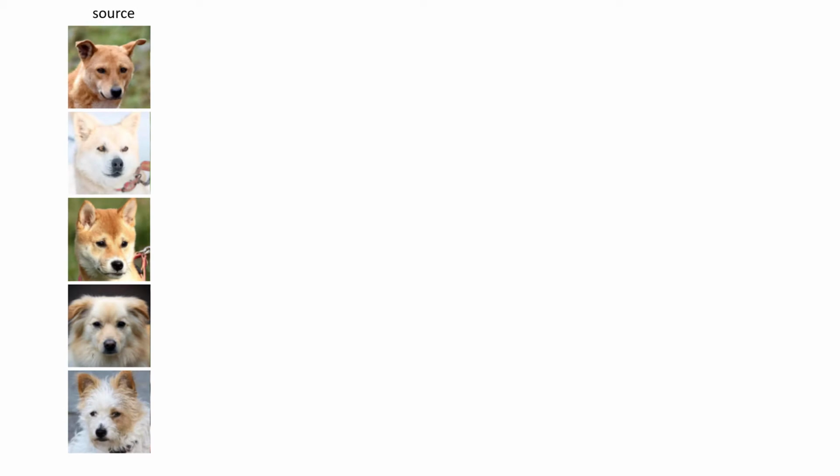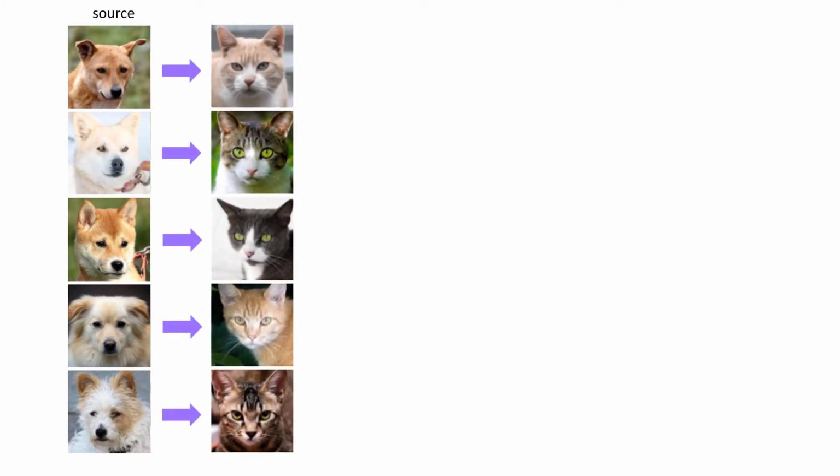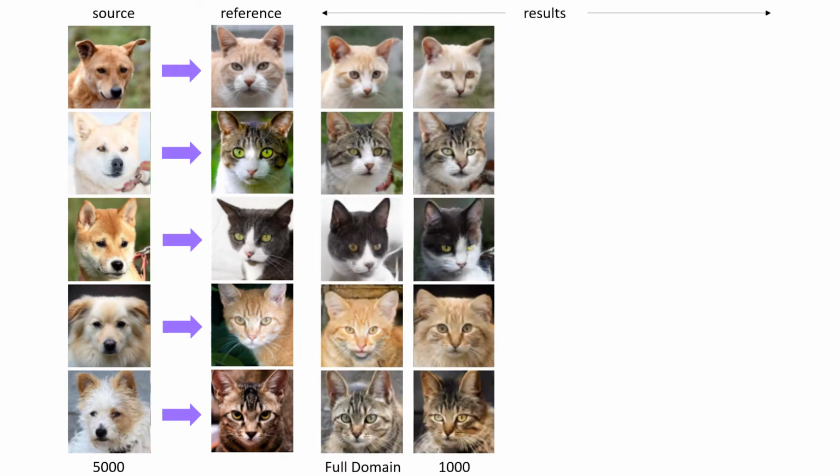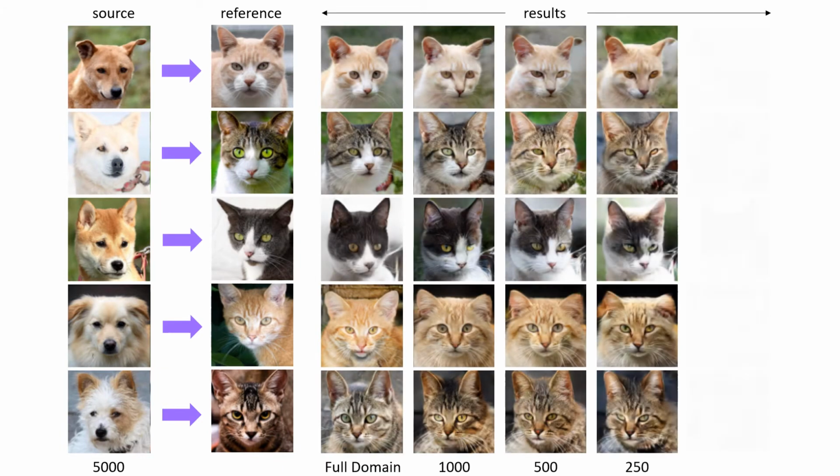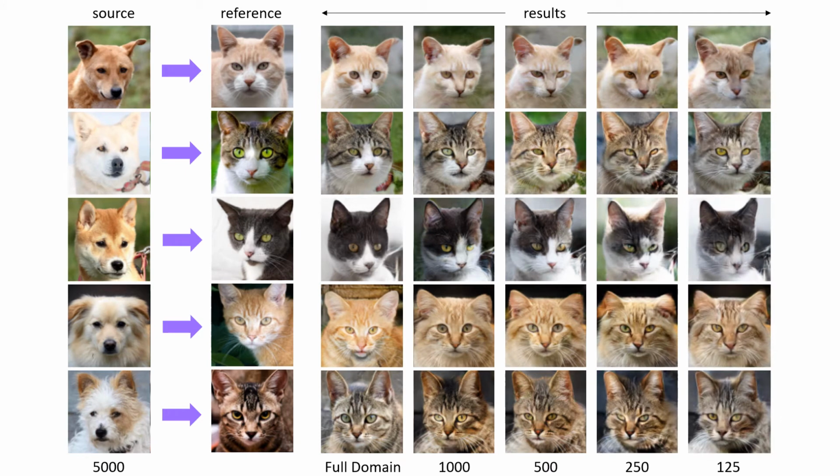Here, BalaGAN translates a dog to a cat based on a reference image. We train the network on 5,000 dog images and a decreasing number of cat images from a full domain of 5,000 cats down to 125, leading to more and more imbalanced domain pairs. The quality of the translated images remains high even when the two domains are highly imbalanced.